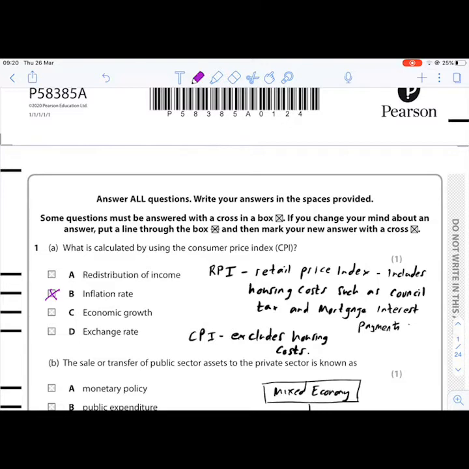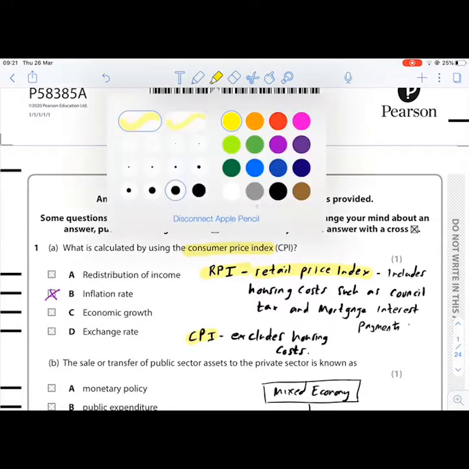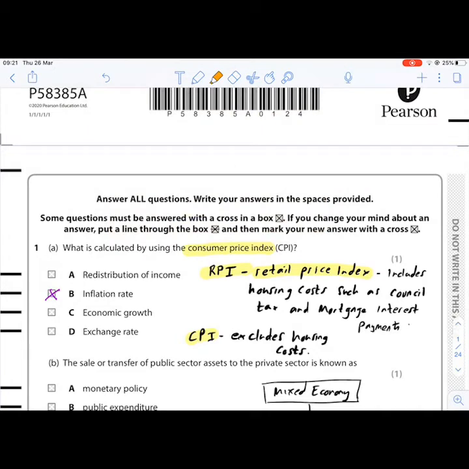Let's just do a little bit of revision here. There are 2 ways in which the inflation can be measured. That is RPI, which is the retail price index, and as we just said, CPI, which is the consumer price index. Now, it's really important that you understand the difference between the two, and the difference between the two is that the retail price index includes housing costs such as council tax and mortgage interest payments. And CPI excludes housing costs.